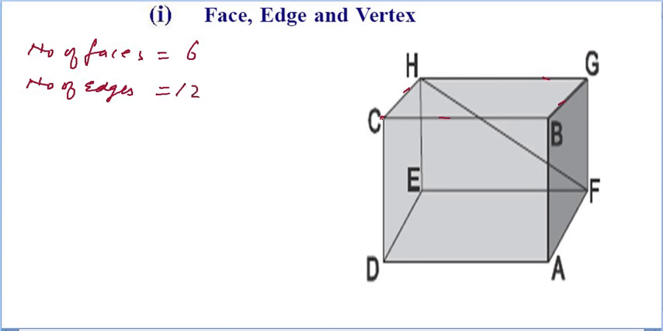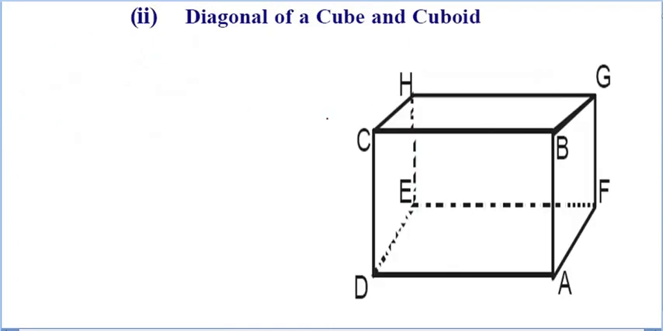On vertices, this is the vertices. You can see here vertices. So there is 8 vertex. So you can write number of vertex, which is equal to 8. Now come to the next one.